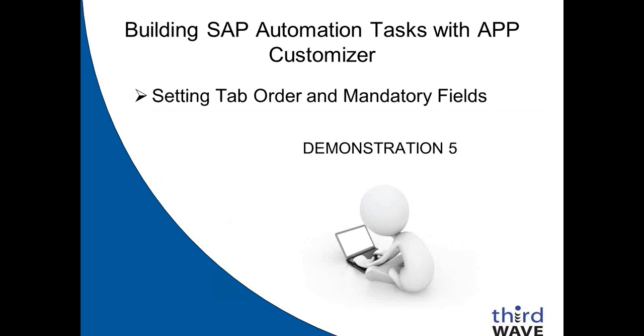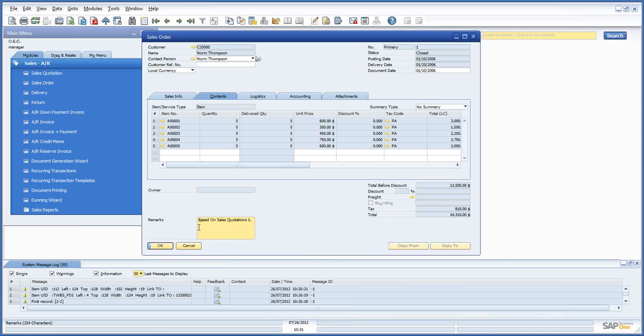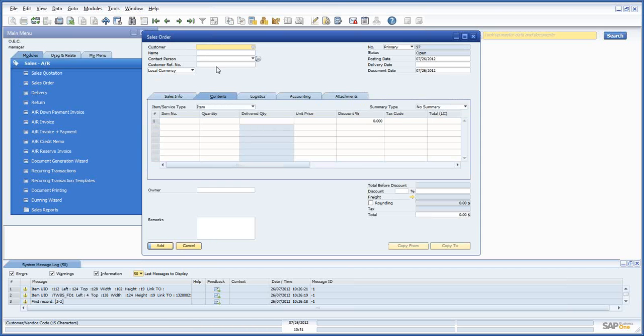Okay, so this takes us to our fifth demonstration, where we will set the tab order in the sales order to go from the business partner code to the delivery date to the customer reference number. Once we're done with that, we will set the customer reference number as a mandatory field, and then we'll take a look at the sales order window behavior after the change. Before we make the changes, let's just take a look at the standard behavior.